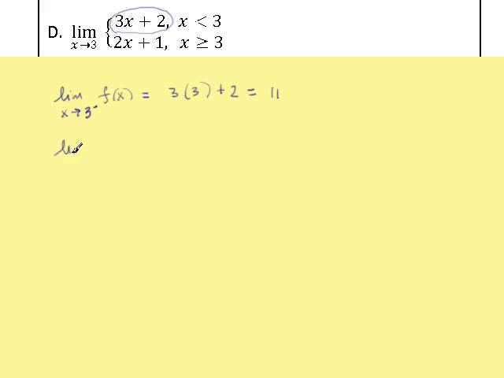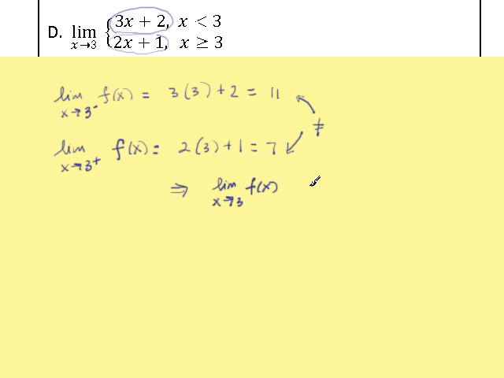And now let's take the limit as x goes to 3 from the right of our function, and the limit from the right is obtained by using this expression. So we have 2 times 3 plus 1. 6 plus 1 is 7. Well, since the limit from the left is not equal to the limit from the right, that implies that the limit as x goes to 3 of our function does not exist.